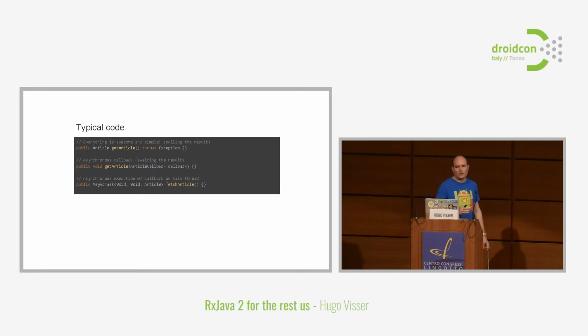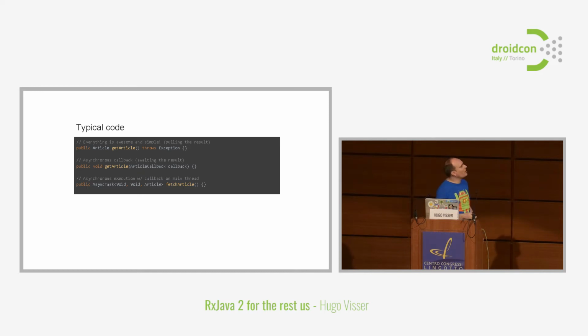Take this typical piece of code where you want to get access to an article. If you're really on the lucky path, this is all synchronous. You just call get article, you get it, and we're done. Maybe it throws an exception or not, but it's really simple. In real life, though, it's not that simple because usually that article or whatever you need to fetch comes from the network, comes from the database. It's not a synchronous call. You can't really block the main thread for that kind of stuff.